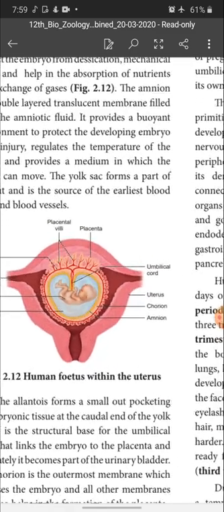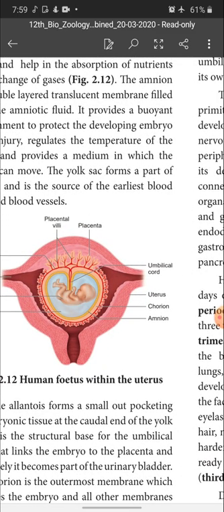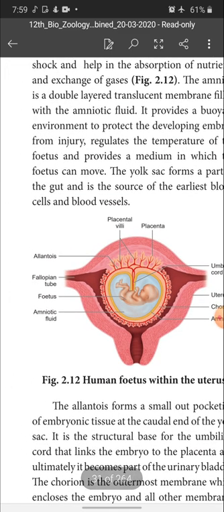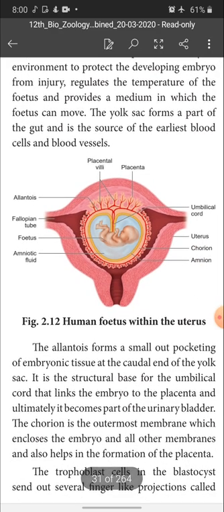You can see, children, the amnion, that yellow colored layer. This amnion is a double walled membrane. Inside the amnion, the blue color structure is called amniotic fluid. In the amniotic fluid, the fetus floats. And then the next one is allantois. It is a small outpocketing. Next to the amnion, the structure is called what? Allantois. That's what it is called. What is it? An outpocketing of embryonic tissue at the caudal end of the yolk sac. Where is it present? At the caudal end of the yolk sac.